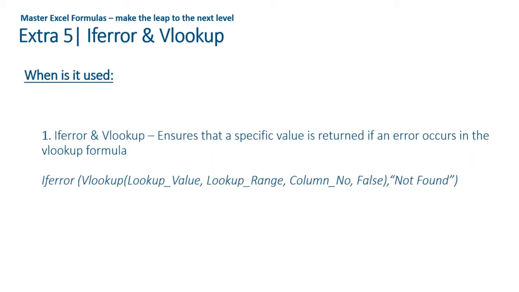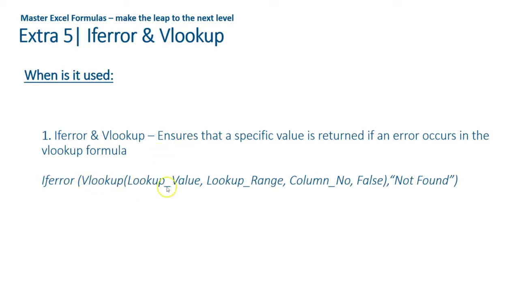Okay, the first combination here is IFERROR and VLOOKUP. This is something that I have discussed in previous parts of the course as well. I have given an example there, but I wanted to make sure that it is clear enough for you, so that's why I've put it here in this section. What it does is it basically ensures that a specific value is returned if an error occurs in the VLOOKUP formula. And this is the structure of the formula.